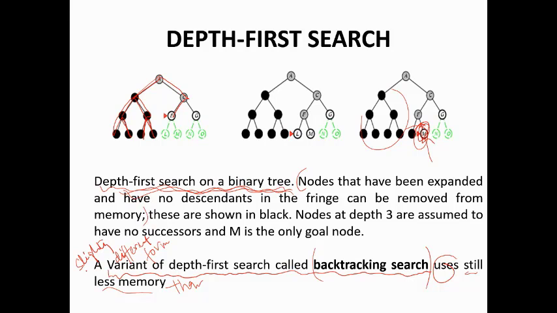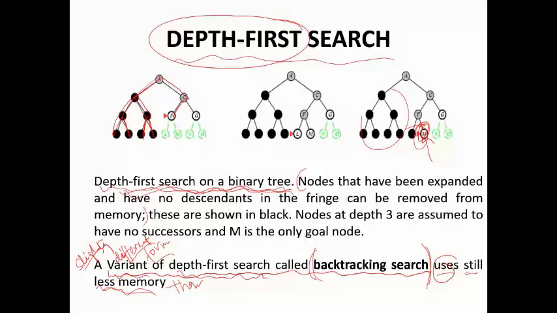I was talking about the improved one, a slightly different form of depth first search. This is the depth first search method, but to improve the quality, how can we get the goal easily and in less time? There is some variation in depth first search, which is called the backtracking search algorithm. It uses less memory in comparison to the original depth first algorithm. That's why it is considered better than this one, the backtrack search.